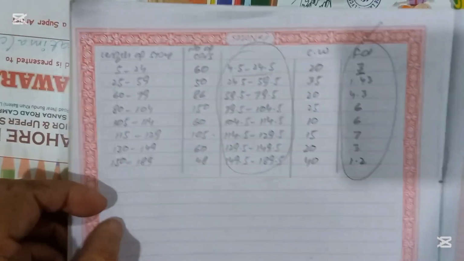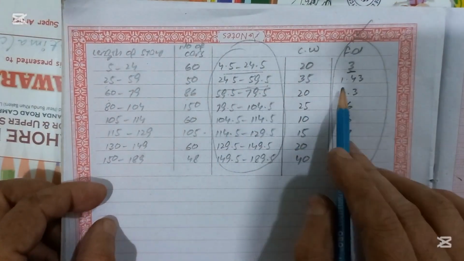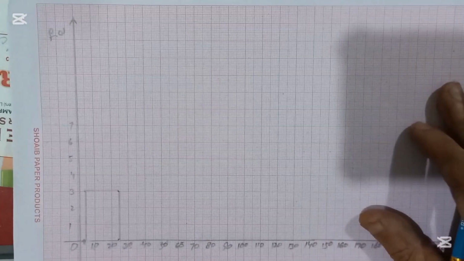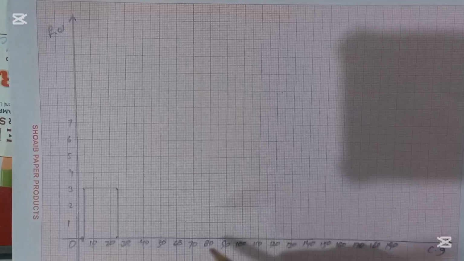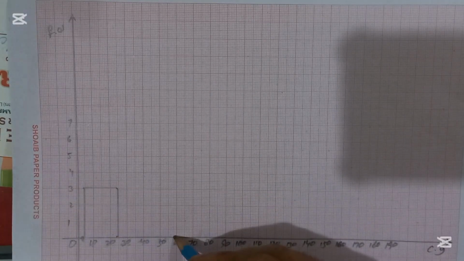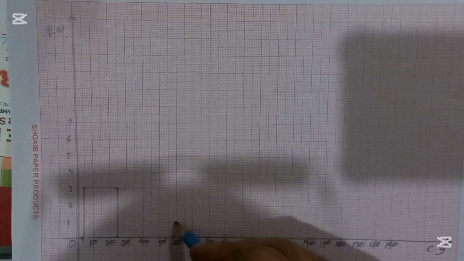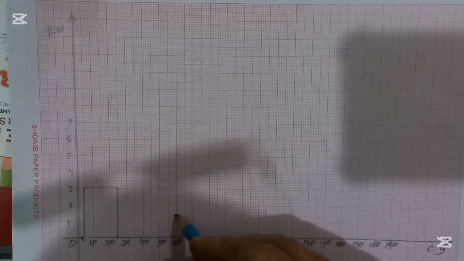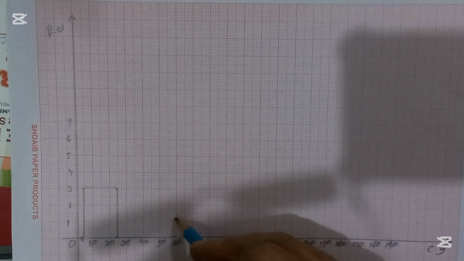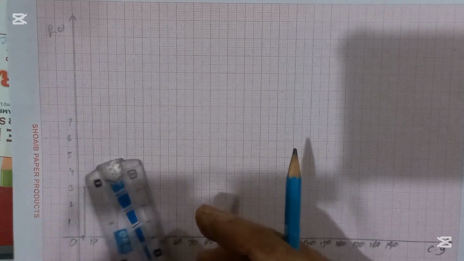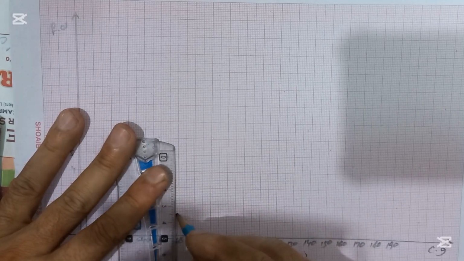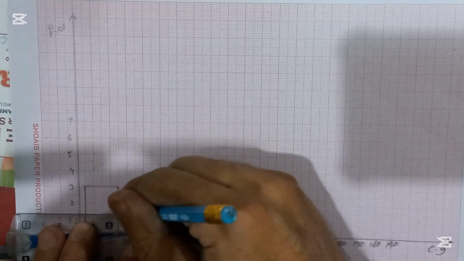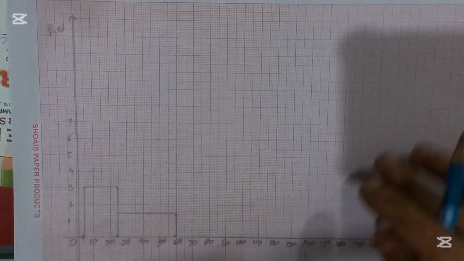So the second one is 24.5 to 59.5, and the height is 1.43. So here is the graph paper. Now 24.5 to 59.5. So here is 59.5, and the height is 1.43. So here is 1, 2, 3, 4, and here is 1.43. So this is the point. So the second bar is done, the second rectangle is done.